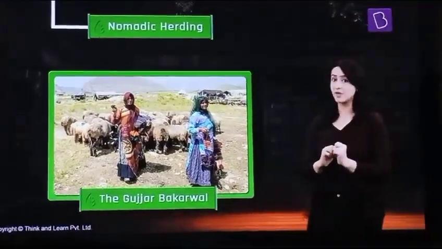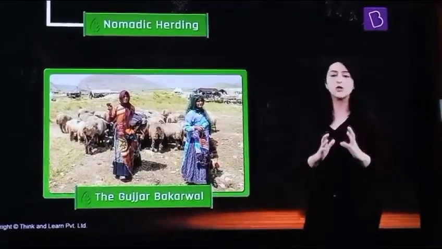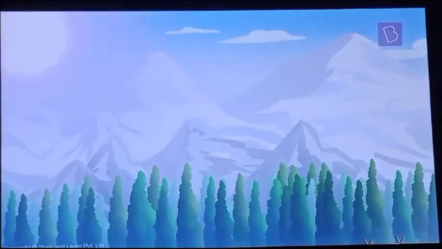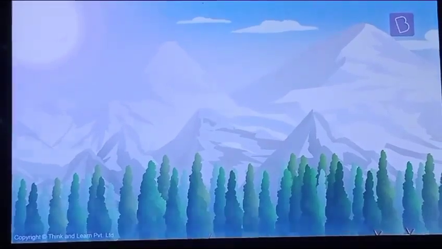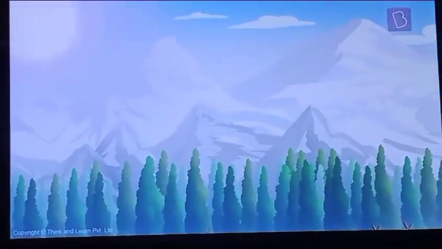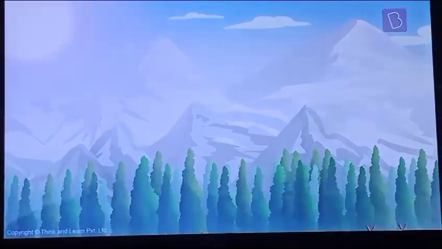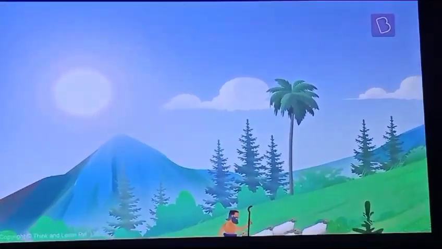All right, let's take a look at the Gujjar Bakarwals of the Jammu and Kashmir region. Now, the Gujjar Bakarwals are herders of goat and sheep. In the winter, mountain tops are covered with snow. Therefore, they stay in the low hills range. During summertime, when the snow melts, they migrate to high mountains which will provide pasture for their herds.